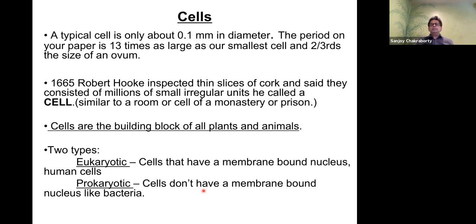In a prokaryotic cell, the only organelle is the ribosome, which we are going to learn about in a little bit more detail later on. So from now, we are not going to focus on prokaryotic cells. Those are like bacteria. We are not going to focus on them because this chapter deals with the eukaryotic cell.